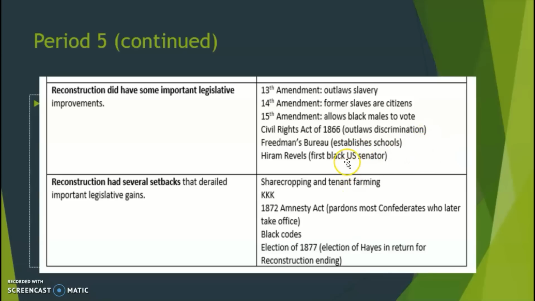The Freedmen's Bureau, as I mentioned here. And this, you'll see a good productive result here. Hiram Revels being the first Black U.S. senator. So quite a significant feat.